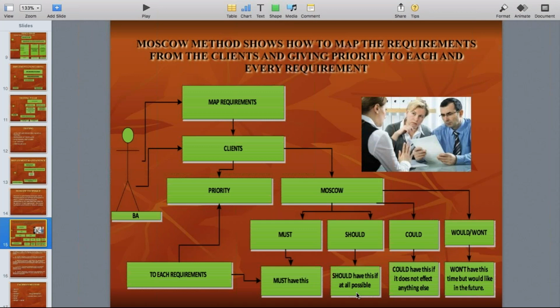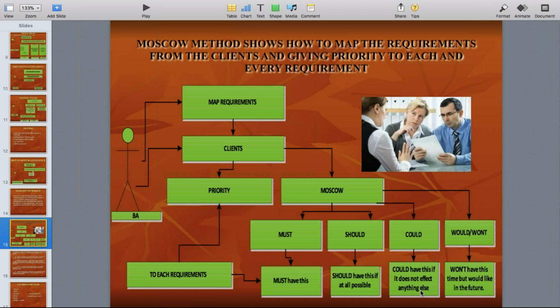That comes under should. However, they are second priority, not critical, but second priority, right? And could is something like, could have this if it does not affect anything else. There are some requirements which really bother you, like maybe the size of the phone is not good, or the internal features, or it is not handy. Such requirements, what we do is we ignore them basically.